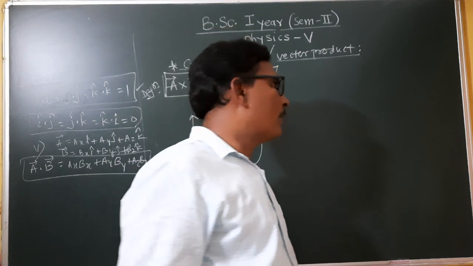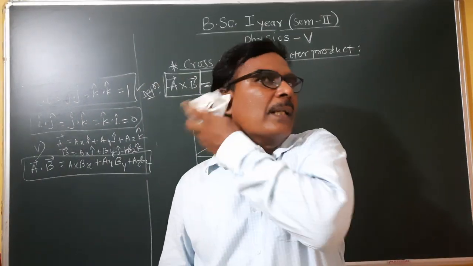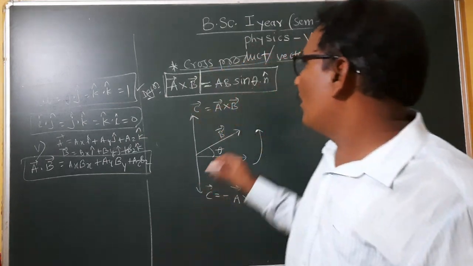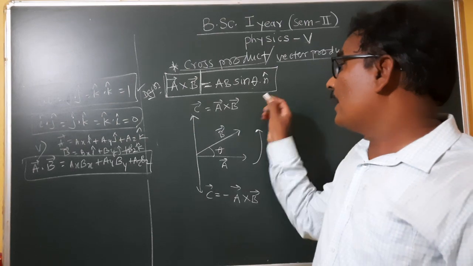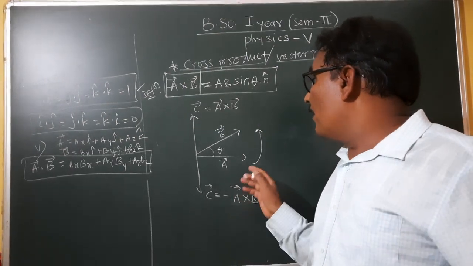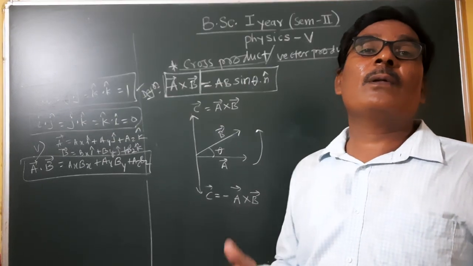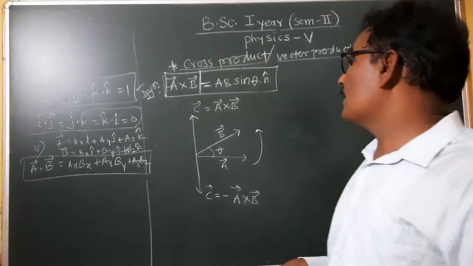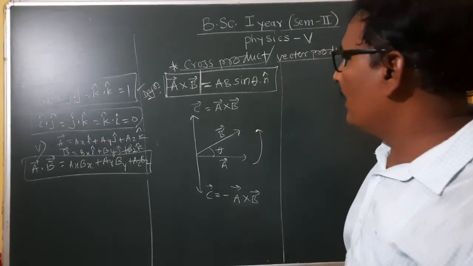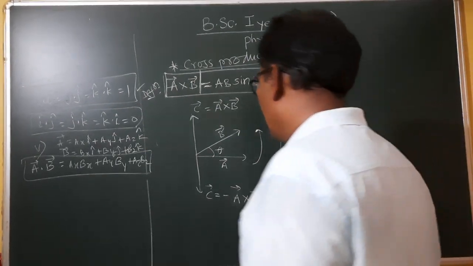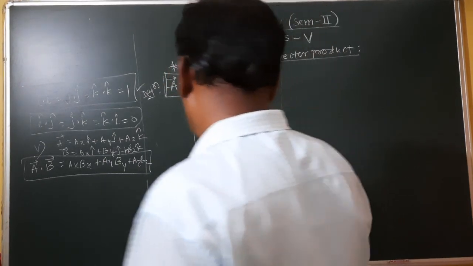So we have to say that a vector product of two vectors can be defined as the product of magnitude of two vectors and sine of the smaller angle between them, and whose direction is perpendicular to the plane containing two vectors, which is given by the right hand rule. This is the definition of the vector product. Now, first properties.